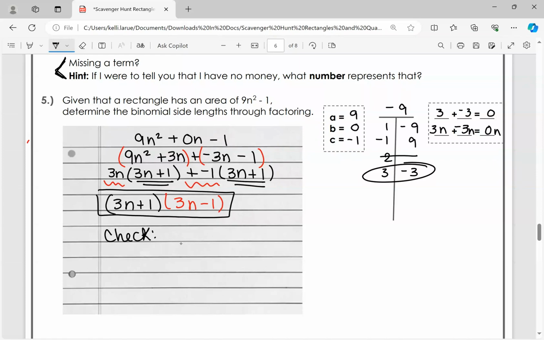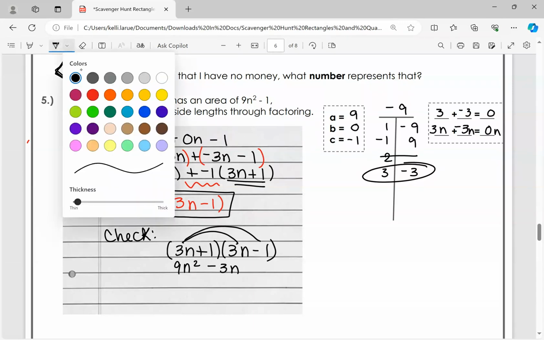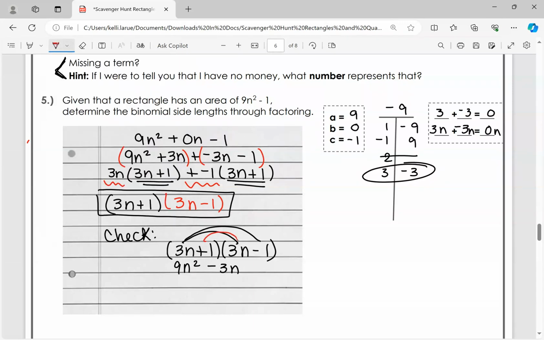Okay, so we're going to go ahead and copy this problem down, or our answer. And let's multiply it out. 3n times 3n is 9n squared. 3n times -1 is -3n. And then we're going to have 1 times 3n, which is 3n. 1 times -1 is -1.